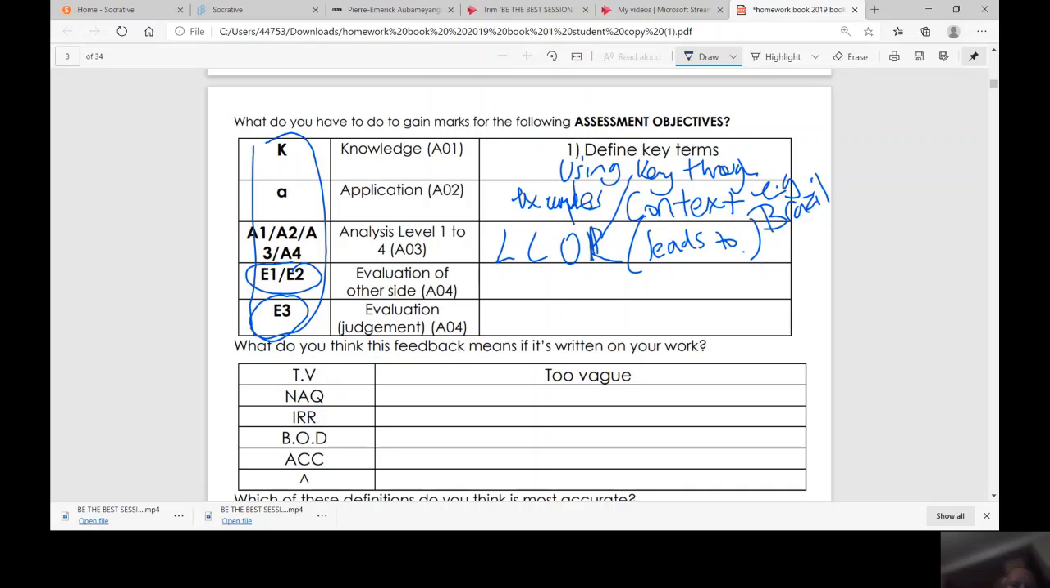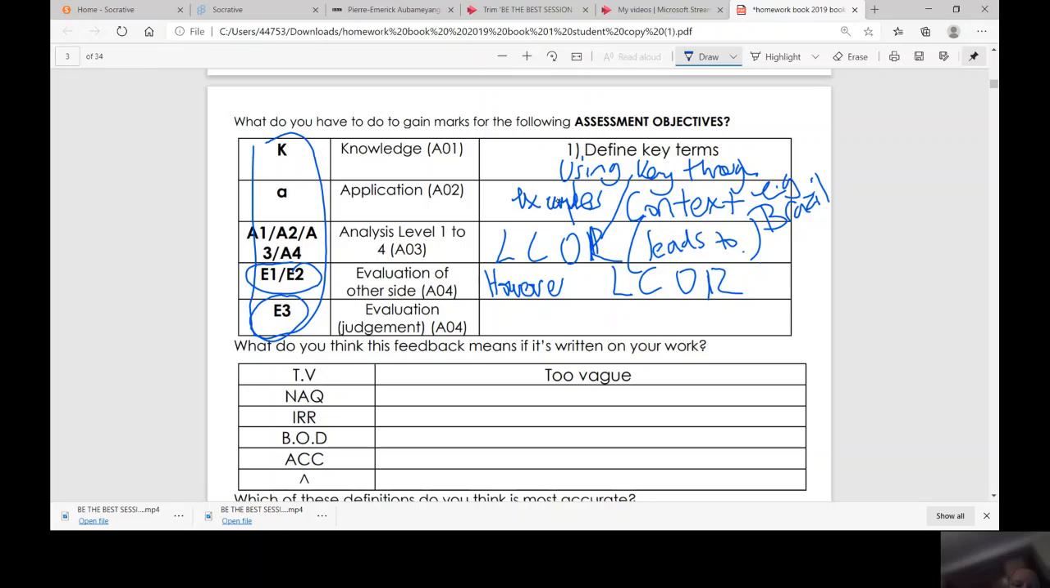In terms of evaluation of the other side, this is looking at it from a different point of view. So using words like however, on the other hand, but then again, it's just another logical chain of reasoning. It's just this logical chain of reasoning is the opposite of the previous chain of reasoning. So if you've looked at why indirect taxes reduce consumer spending, you'd have to look at another point of view where they don't have any impact. It doesn't have to always be increases and decreases. It can be a positive impact and no impact, or a negative impact and no impact, but you have to look at it from two different points of view.